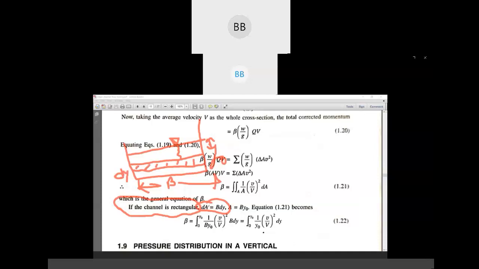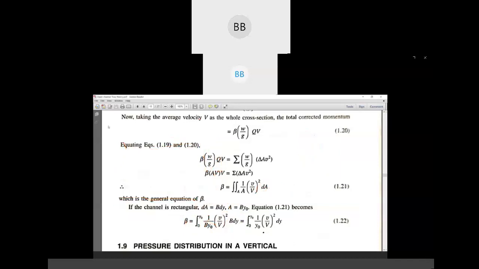So we've calculated dA. Then the total area for the whole cross section of the rectangular channel is B multiplied by y naught, as we have considered y naught as the total depth of flow. Now you substitute in this equation: 1 by area, in place of area, we substitute B into y naught. Then small v by capital V whole square, then del A, again we substitute B into dy. And for the integration, the limit is from 0 to y naught. We have already discussed how the limit changes. So it will be from 0 to y naught, and we are integrating with respect to y.